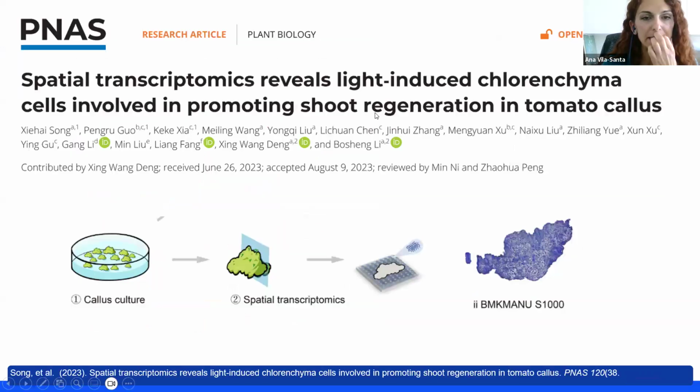And finally, the last case study uses a very different sample type. It's focused on tomato callus, so a plant sample. And the idea here was to study how it regenerates, so a regeneration process. The authors obtained a tomato callus culture and then analyzed it using spatial transcriptomics techniques, and those included the BMKGENE OS1000.